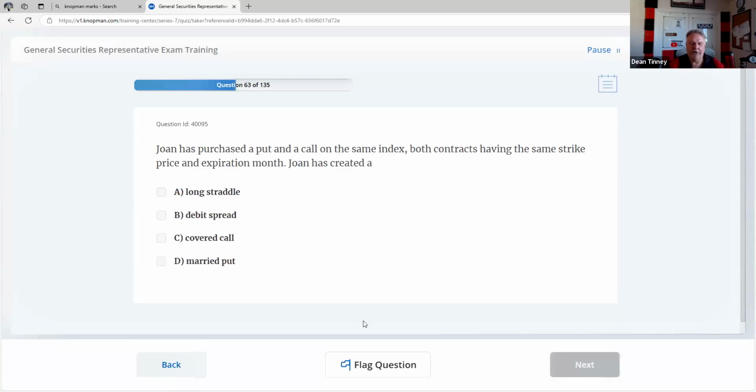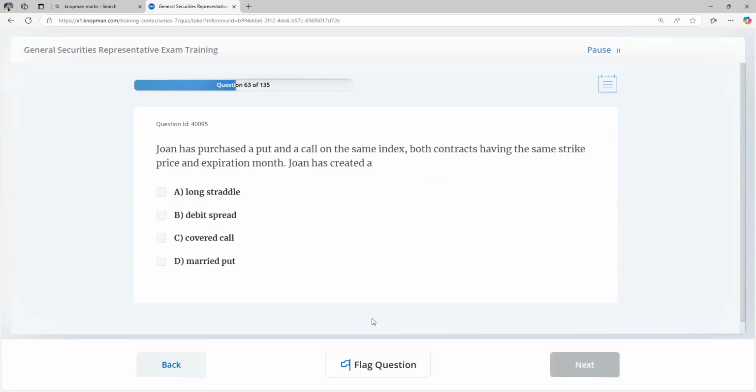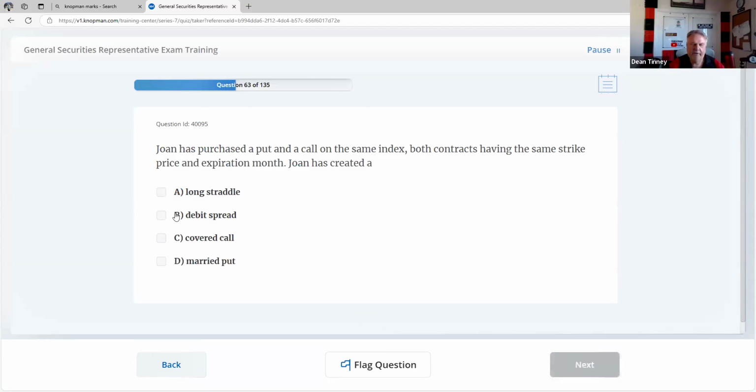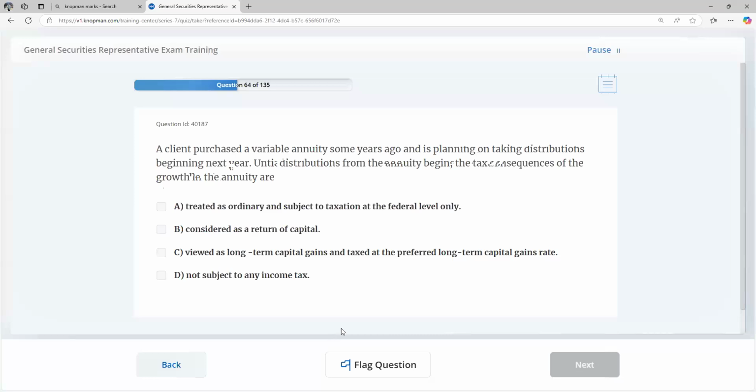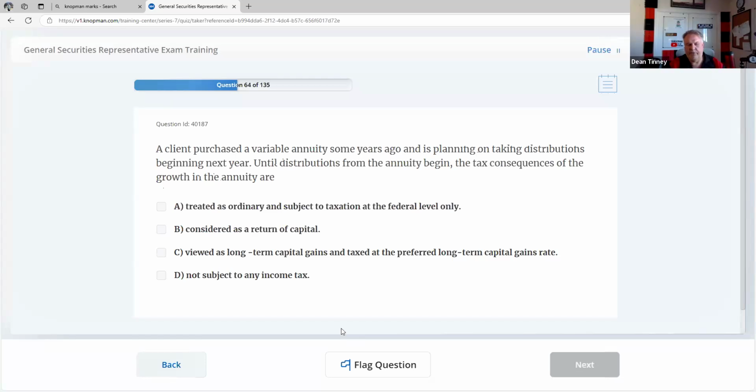Joan has purchased a put and a call on the same index, both the same in strike and expiration. She's created a long straddle. Right on.